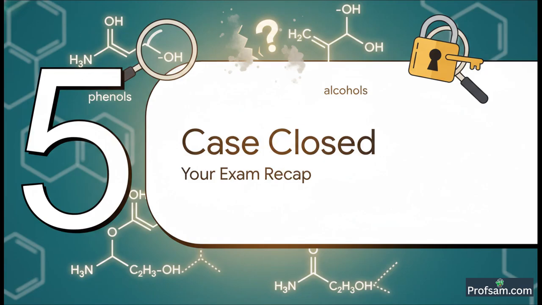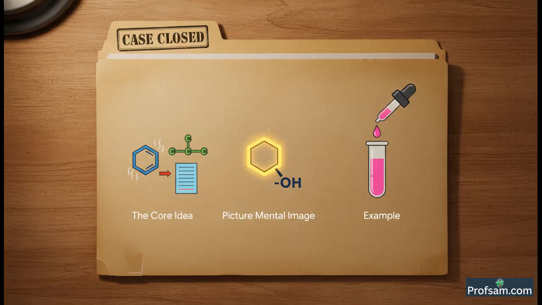So just before we finish, let's do a super quick recap of the main points, the things you absolutely must remember for your exam. Just lock these 3 things in your mind. First, the core idea. The aromatic ring is the hero. It's what makes phenol acidic, while the poor alcohol without a ring stays neutral. Second, the mental image. Just picture that big, stable aromatic ring holding hands with the OH group, sharing its burden through resonance. And third, the real-world example.